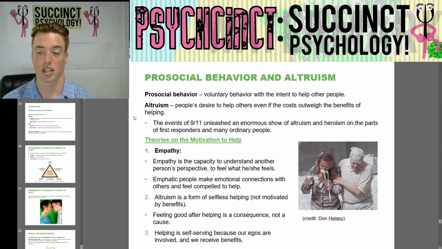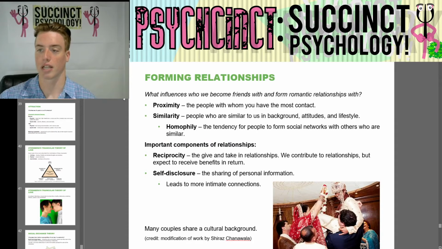Altruism is a form of selfless helping, not motivated by benefits, so feeling good after helping is a consequence, not a cause. And finally, one theory of motivation to help is that helping is self-serving because our egos are involved and we receive benefits. You feel better after you've done something good for somebody else.